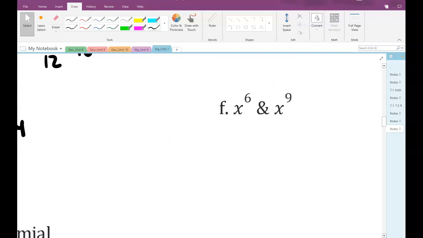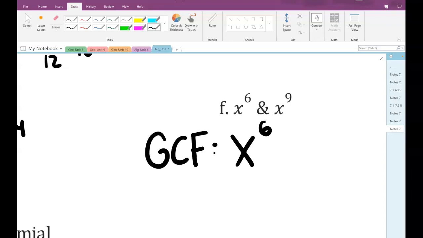So what's the greatest common factor of x to the 6th and x to the 9th? Not 6, but x to the 6th. You gotta have the x with it. So your GCF is x to the 6th, because the 6th degree is smaller than the 9th degree.